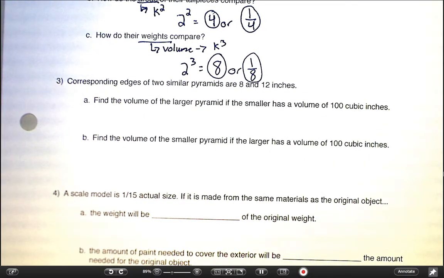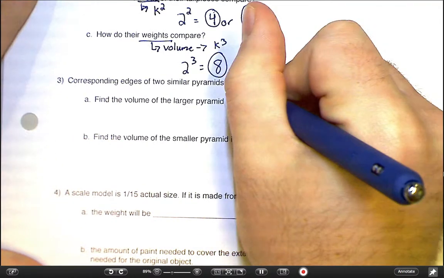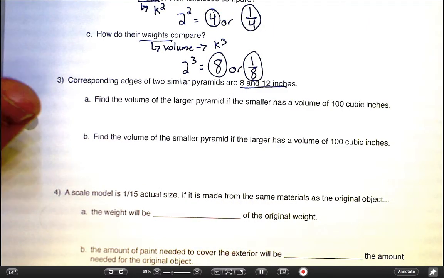Okay, let's talk about number 3. So we have similar pyramids here. And 2 corresponding edges of those pyramids are 8 inches and 12 inches. Part A is asking us to find the volume of the larger pyramid if the smaller one has a volume of 100 cubic inches. So we have these 2 straight line measurements at the top here. We're going to use those to find our k value.